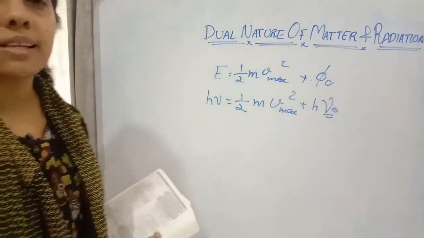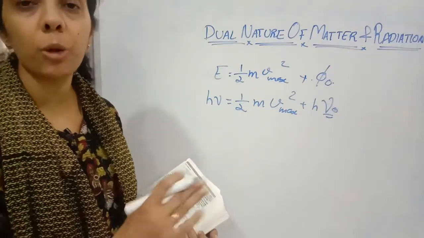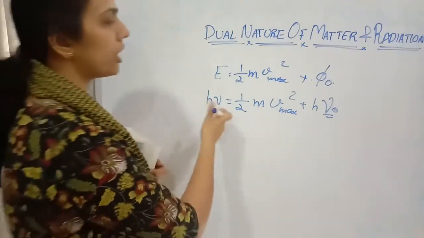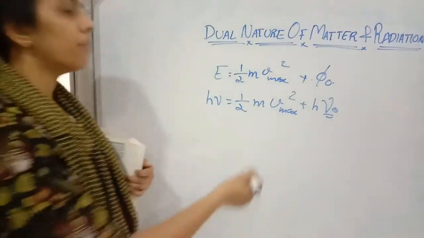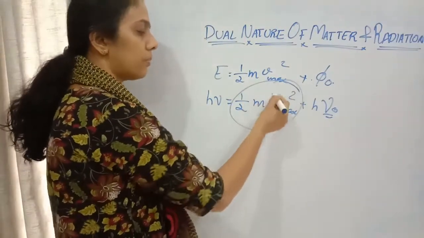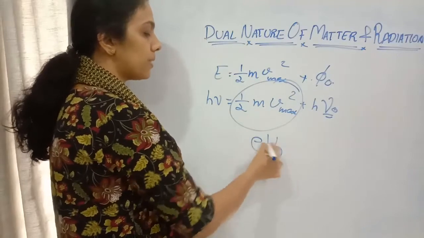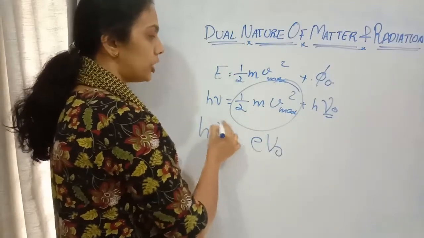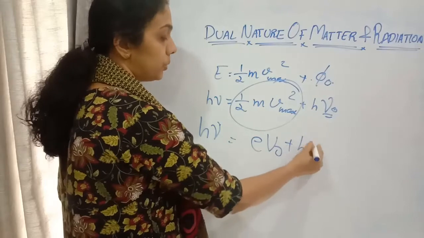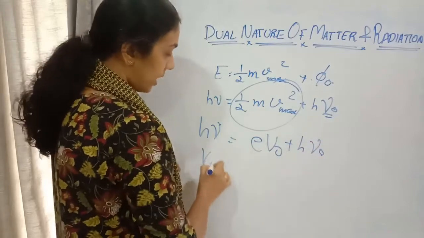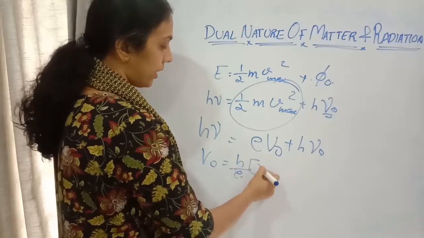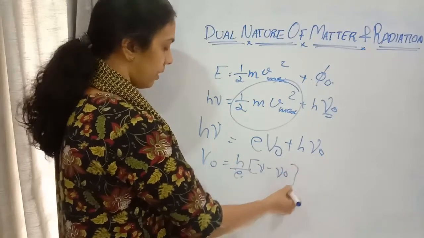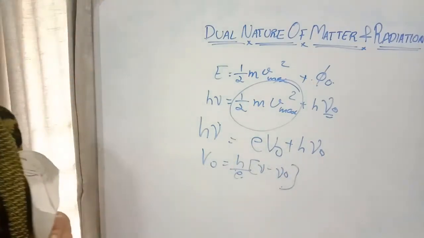So here it is asking about the stopping potential. Here the stopping potential value itself is not given. How will we find it out? We know half m v max square is equal to eV0, right? So h nu minus h nu 0. So the V0 formula is h by e into nu minus nu 0. Okay, this is the stopping potential value.